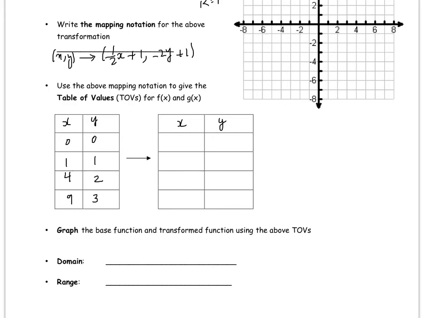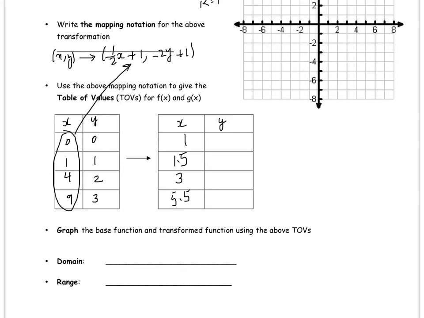When x is 0, again I put these values back into this mapping notation to find x and y. When x is 0, 1 over 2 times 0 gives me 0, plus 1, so x is 1. When x is 1, 1 over 2 plus 1 gives you 1.5. When x is 4, 1 over 2 times 4 is 2, plus 1 is 3. When x is 9, 9 over 2 is 4.5, plus 1 is 5.5.